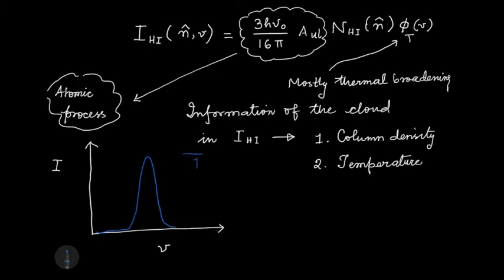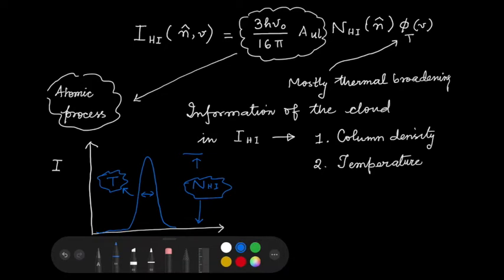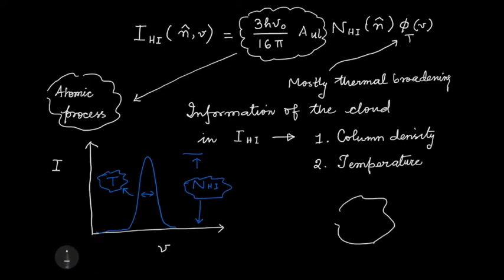So let me use this color. So I will see that there is this Gaussian profile. There can be several of them, but let's say one Gaussian profile. The height of this profile tells you about NH1, because if NH1 is more, this height will be more. The width of this profile, as we have seen in the last class, tells me about the temperature. So you get the temperature, you get the column density from the same spectral line.